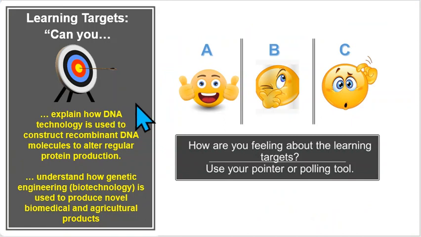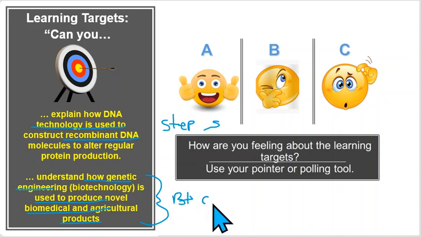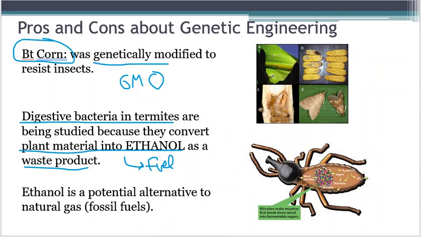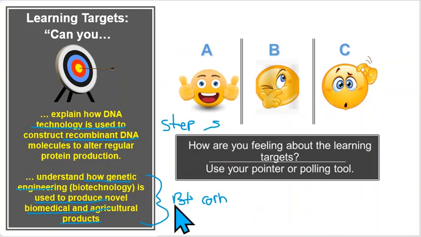All right, so back to our learning targets. You need to be able to explain how DNA technology is used to construct recombinant DNA. So know those steps, right? Those you have to know for the test. And you have to understand how genetic engineering or biotechnology is used to produce novel biomedical and agricultural products. Specifically, think of the examples, BT corn and the ethanol and termites.